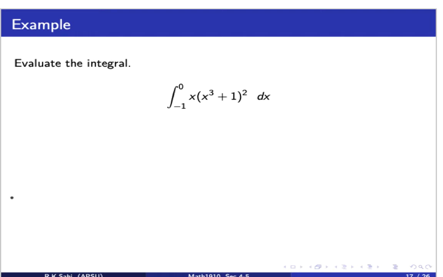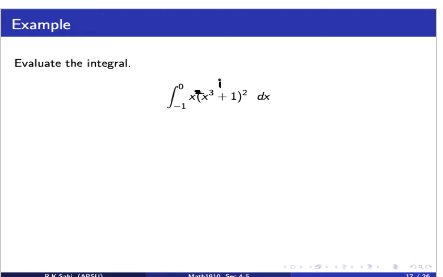Our first example is to evaluate this integral from -1 to 0 of x times (x cubed plus 1) squared dx. So hopefully you guys are familiar with what would be my u and how to proceed. Notice that you have x cubed plus 1, and I'm sorry, I think I forgot to write this as an x squared. This has to be x squared, otherwise we won't be able to do it. Okay, so it's x squared times (x cubed plus 1) squared dx, guys.